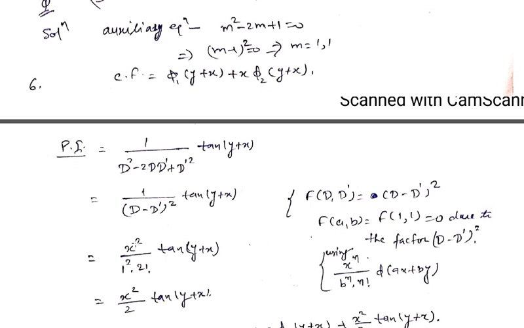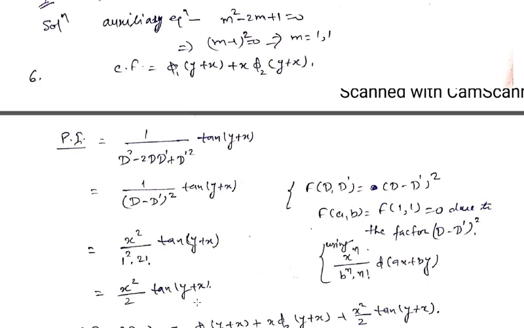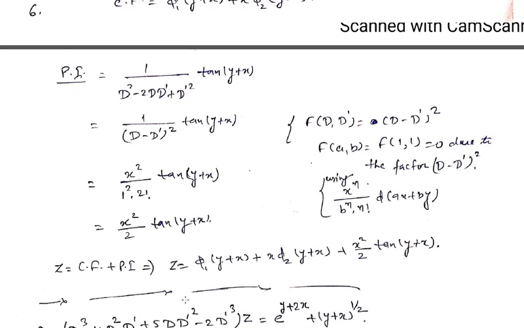So x raised to power 2: how many times does the factor D − D' appear? It is a repeated factor, repeated two times. So x raised to power 2 upon b raised to power 2, b is 1, the coefficient of y, into factorial 2. So x²/2 (10y + x) is the particular integral of the given problem. So x²/2 (10y + x) is the PI. Hence the complete solution is z = CF + PI.